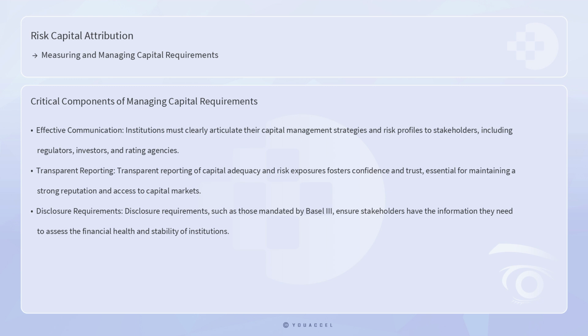Effective communication and transparency are also critical components of managing capital requirements. Institutions must clearly articulate their capital management strategies and risk profiles to stakeholders, including regulators, investors, and rating agencies. Transparent reporting of capital adequacy and risk exposures fosters confidence and trust, which are essential for maintaining a strong reputation and access to capital markets. Disclosure requirements, such as those mandated by Basel III, ensure that stakeholders have the information they need to assess the financial health and stability of institutions.